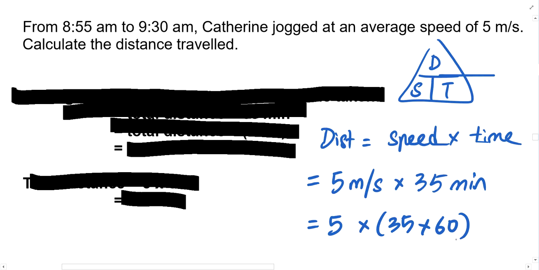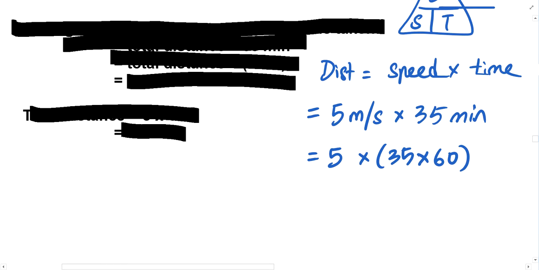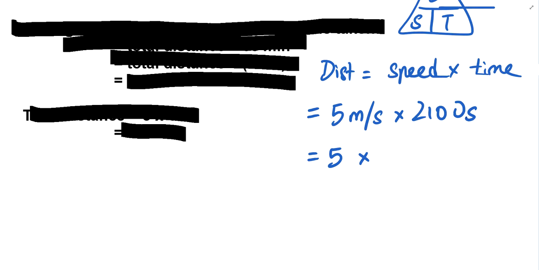Do we need to write 35 times 60? Yes, you do. Otherwise I will be wondering where you get your 2100 from. If you just write 2100 over here, I'll be wondering where do you get the 2100 from? If you change it to seconds, then I can accept. But if it is just 2100 out of nowhere, I'll be wondering whether you copied your friend or not. Which you didn't write.